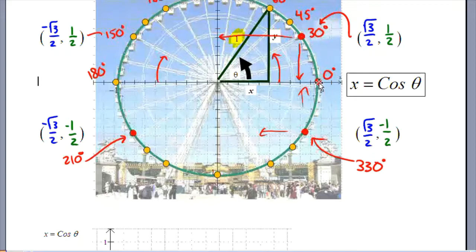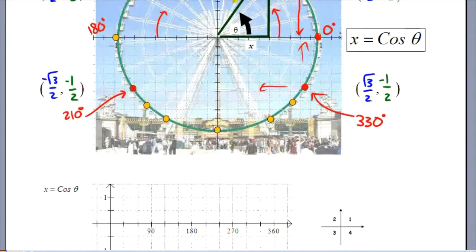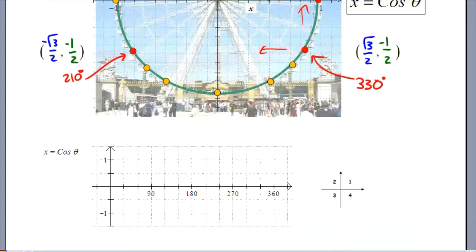It starts here at the beginning, that's 0 degrees, so the x value would be 1, and then it wanders back to 0 for the x value, and then back to negative 1, up to 0, and then up to 1 again. So cosine, if you graph it all the way out to 360 degrees, would begin here up high at 1. By the time you get to 90 degrees on the Ferris wheel, your x value would be 0, right?